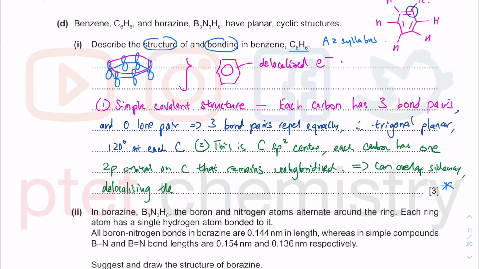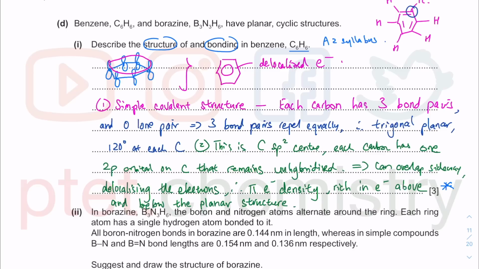Delocalizing the electrons, and therefore pi electron density. You get pi electrons which are rich in electrons above and below the plane. Pi electron density is rich in electrons above and below the planar structure. So it is planar, it's completely flat. Alright, so this is just a sideways representation of things.